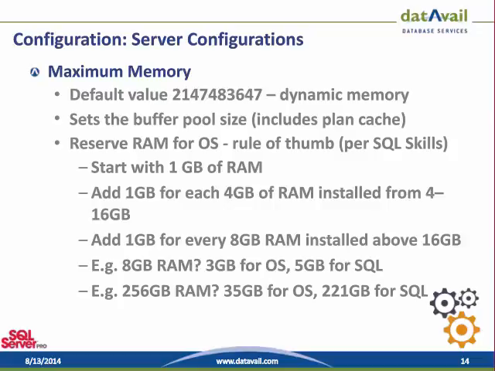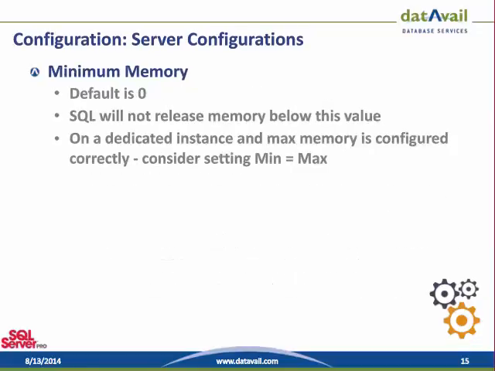This reserve gives you an idea of how much the OS might need, and then you can grant the rest to SQL Server. You can start with 1 gig of RAM for the OS, add 1 gig for each 4 gig of RAM installed from 4 to 16 gig, and add another 1 gig for every 8 gig of RAM installed above 16 gig. And again, you can look in the reference section for a great blog that goes into this a little deeper.